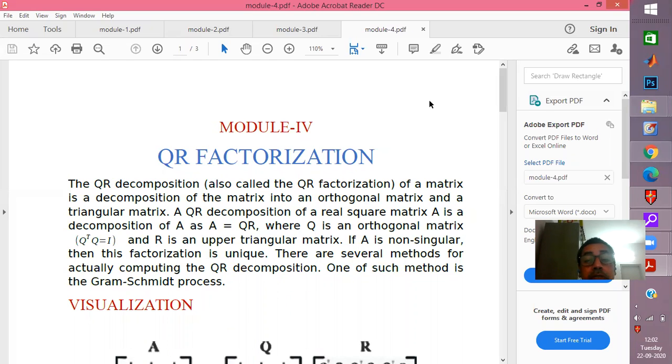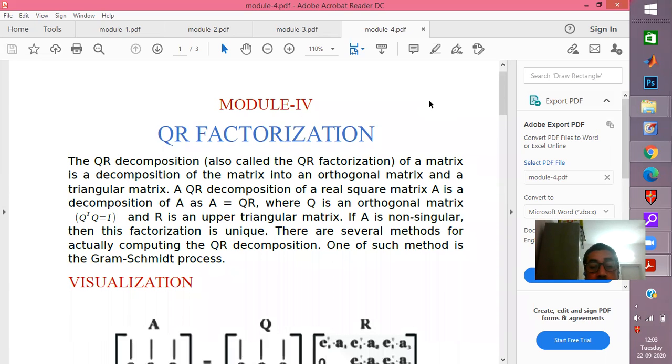The QR decomposition method is a decomposition of the matrix into an orthogonal matrix and a triangular matrix. The QR decomposition of a real square matrix A is a decomposition of A as A equals Q into R. Q is an orthogonal matrix and R is an upper triangular matrix. Now the QR factorization will be unique when A is non-singular, and there are several methods for computing the QR decomposition. One very commonly used technique is the Gram-Schmidt process.